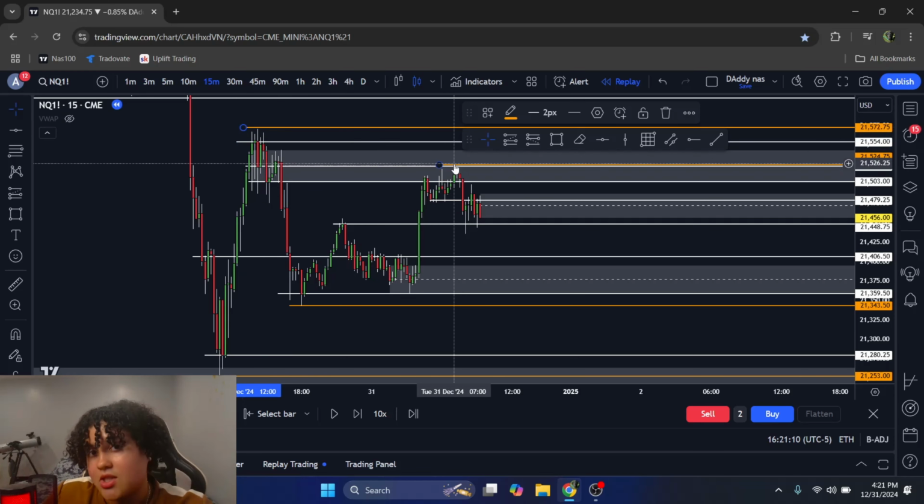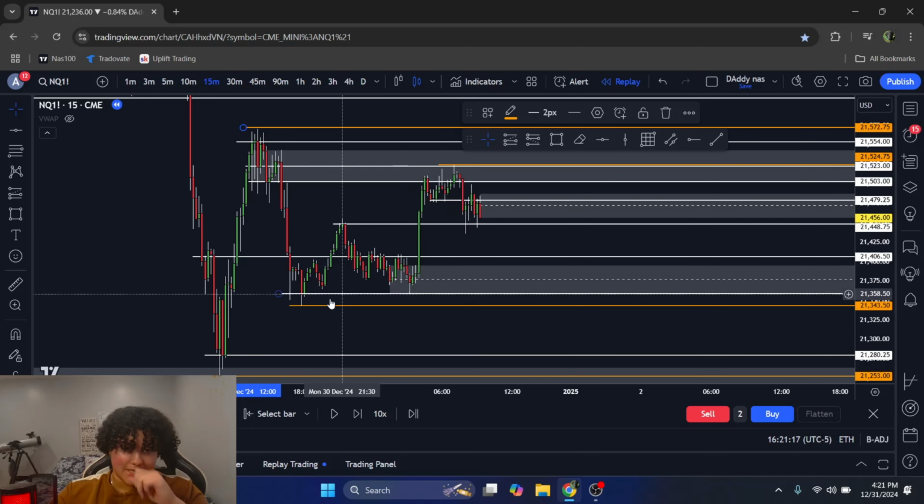I just make sure that I know there's a wick sticking out there. We might reject from there. We might fake out. That's why I draw multiple liquidity zones.